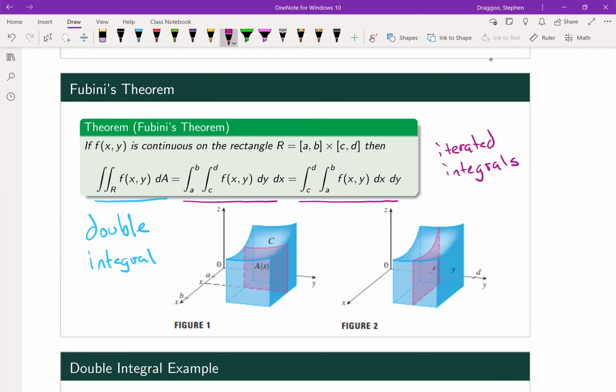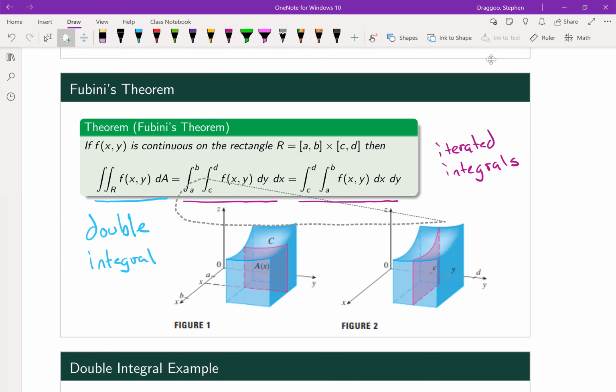And in these iterated integrals, we're defining a specific order to take 2 separate single dimensional integrals. So we're either going to take an integral first with respect to y and then with respect to x, or first with respect to x and then with respect to y. And what Fubini's theorem says is that if our function is continuous on the rectangular region R, then the double integral is equal to either order of the 2 iterated integrals that we could do, whether that be first with respect to y and then x, or first with respect to x and then y.